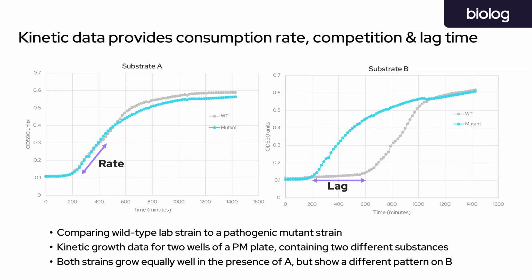So if you only looked at an endpoint measurement, say after 24 hours, you would miss some of the extreme differences in their behavior and assume that they metabolize substrate B the same way. And so these types of differences can have big implications if you're trying to do something like model growth of an engineered strain.